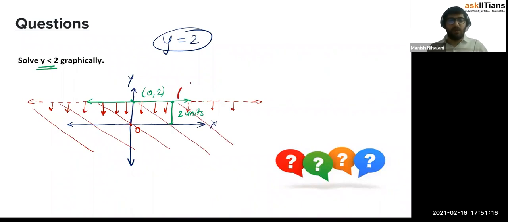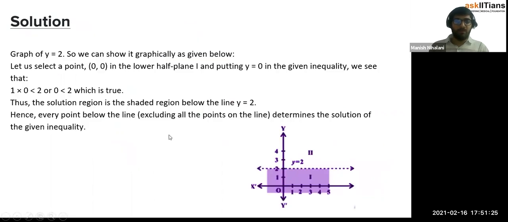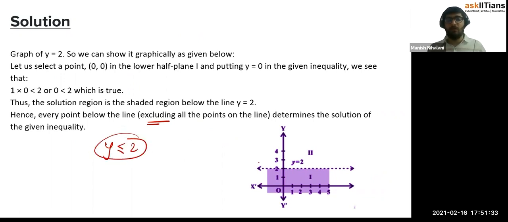So this is your y equal to 2 line. You need y less than 2, so that is below, as you can see here, excluding the points on the line. If it had said y less than or equal to 2, then you would also have considered the points on that line. But here it says y less than 2, which means you will not consider the points on that line, right?